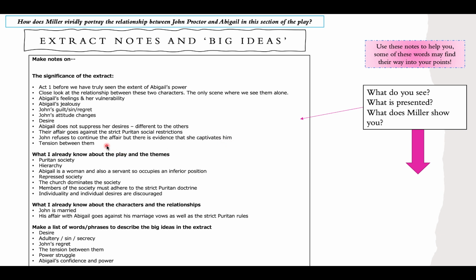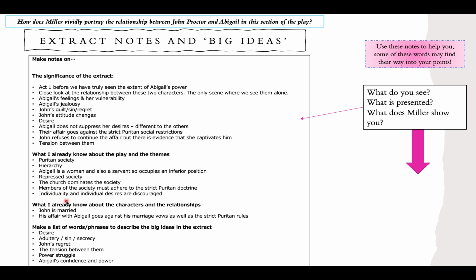And then there is a tension between them. Now it starts off as more of a sexual tension. There's desire there that creates tension. And then the tension shifts towards the end of the extract, where we have John's denial and John being more forceful in trying to end the relationship. And she doesn't really want to accept that. So the tension interestingly changes as we move through the extract.